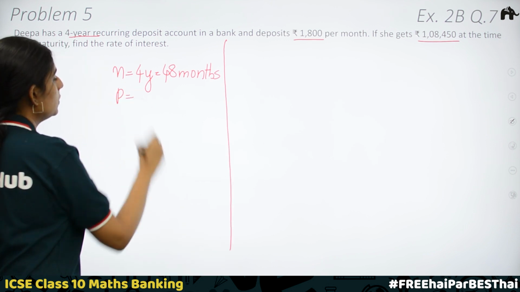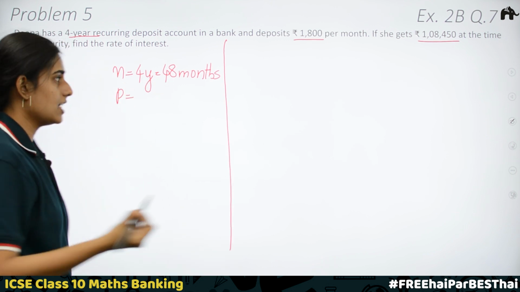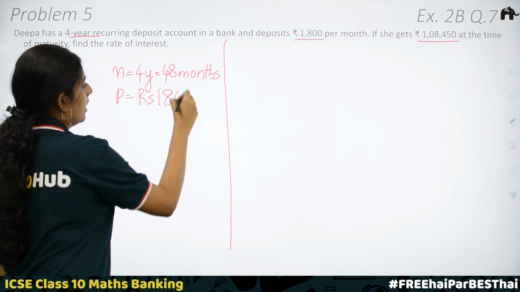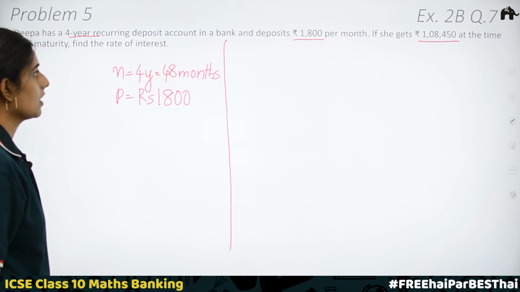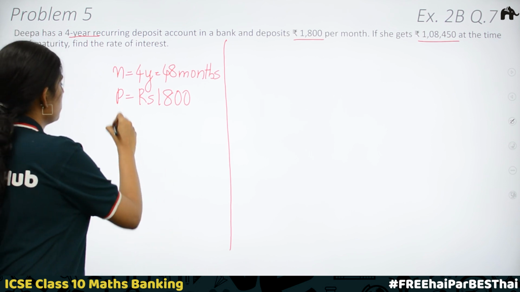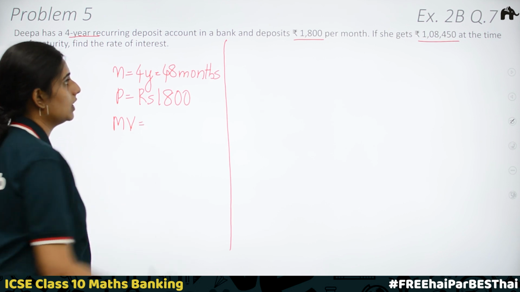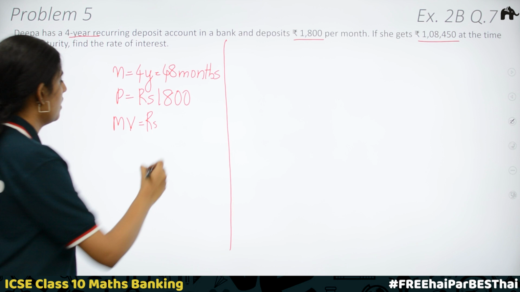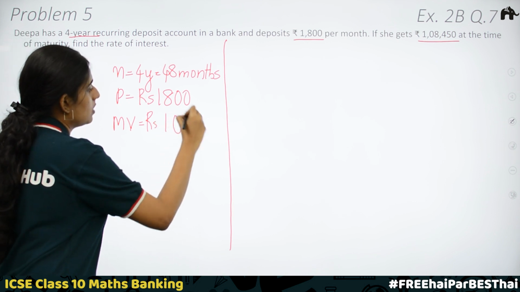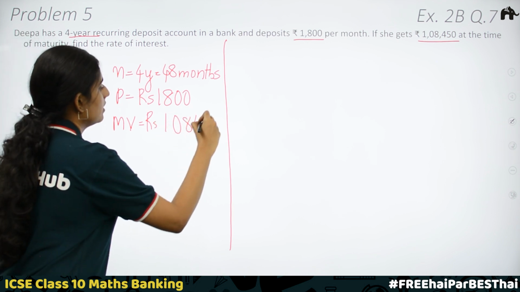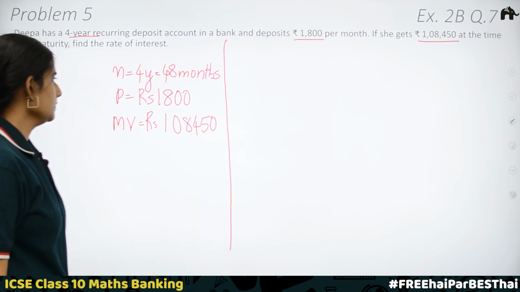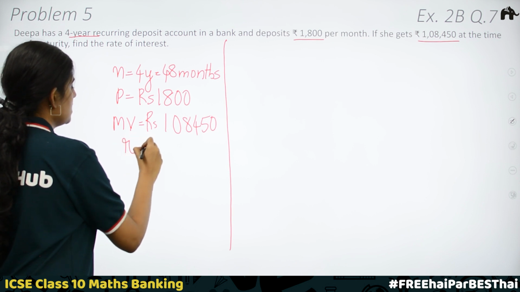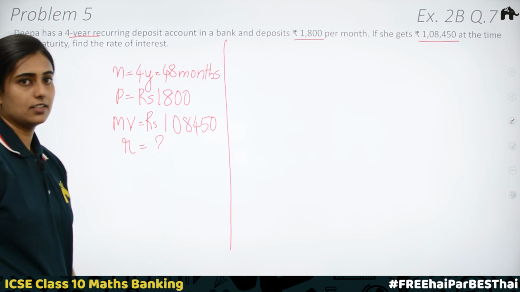P, that is monthly installment, is equal to rupees 1,800. Maturity value is also given. MV is equal to rupees 1,08,450. We need to find the rate of interest. R is equal to question mark.